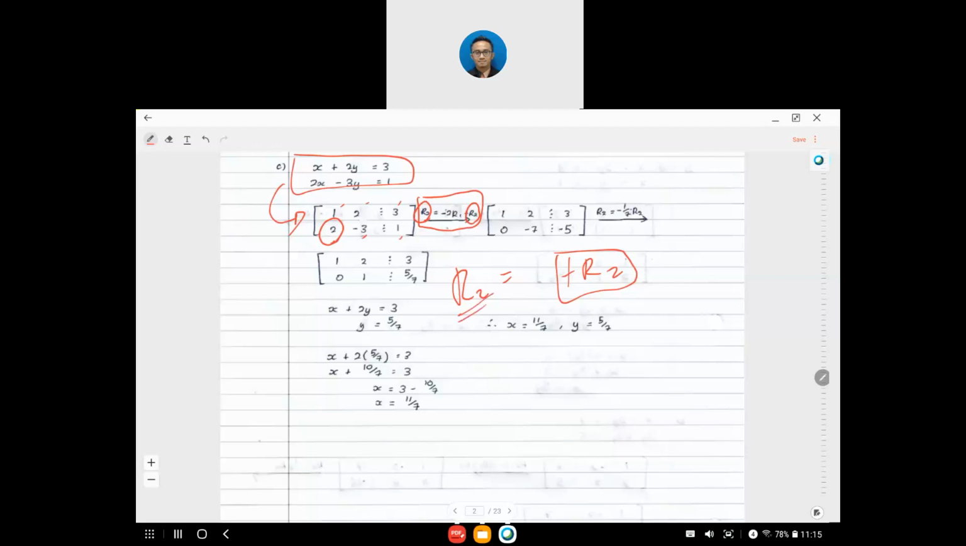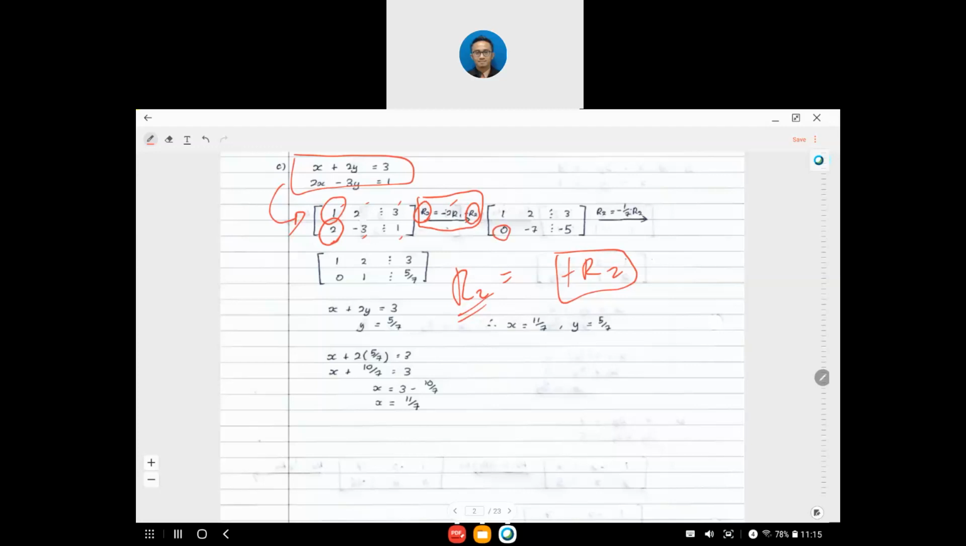Cannot times any number. Okay, and then you know that the first row is 1, so it is very easy to become 2 in order to produce 0. So you times by -2. Okay, so -2 times 1, -2, -2 plus 2, you can get 0 here.